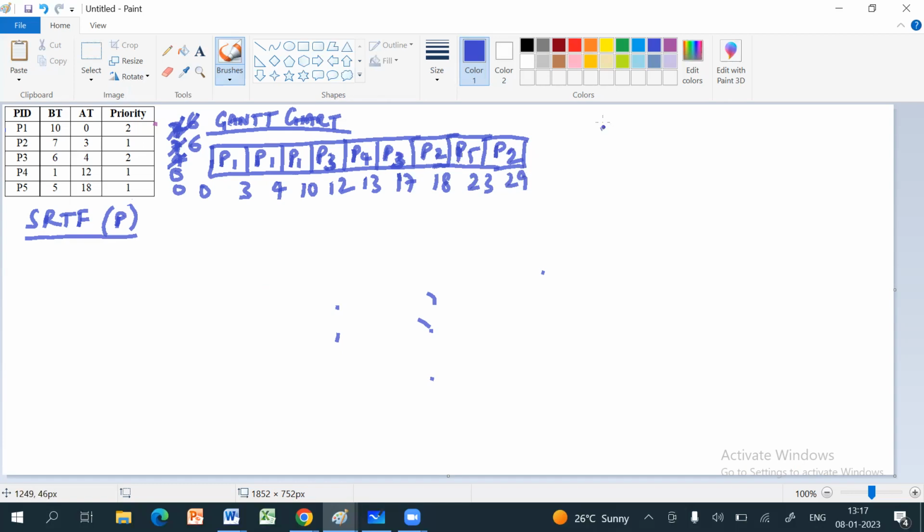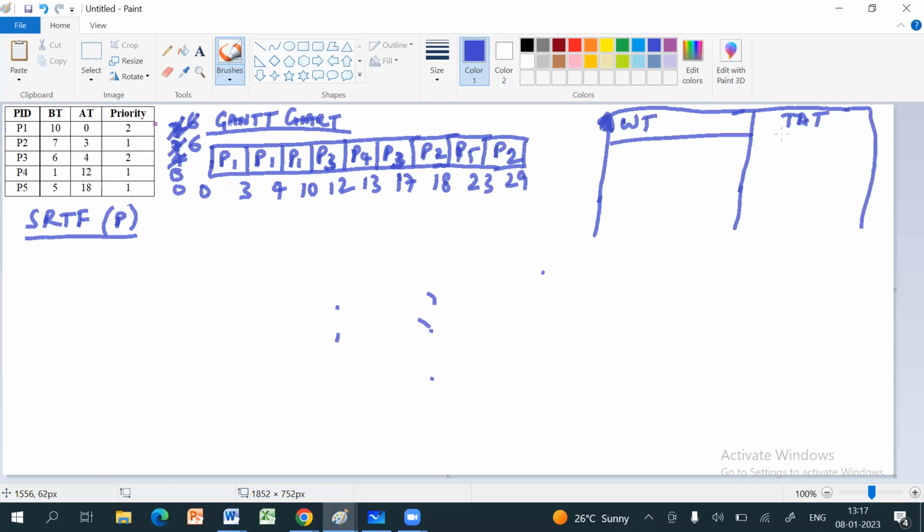Okay, now as per this, again compute your wait time and turnaround time for each of these processes. So like I said again, you can first compute your turnaround time and then come back to your wait time. Turnaround time is simply completion time minus the arrival time, right? So let me use a different color here.